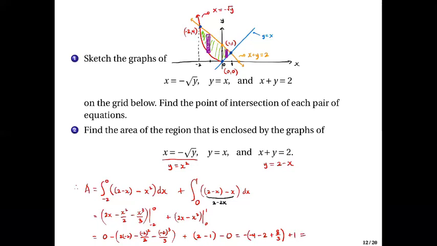So simplifying this guy here is just negative 6. Negative 6 plus 8 over 3. That's negative 10 over 3. So we will have negative of negative 10 over 3. And then plus 1. So we will have here 13 over 3. So this is the area of that region. Okay?